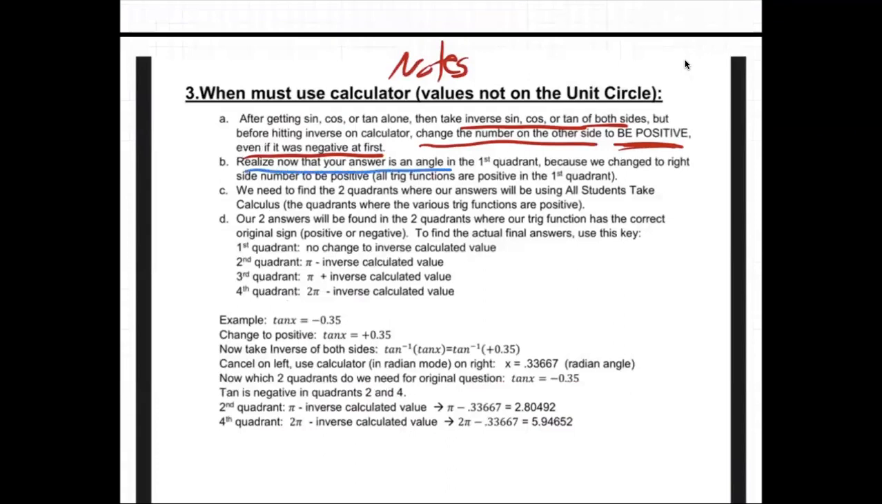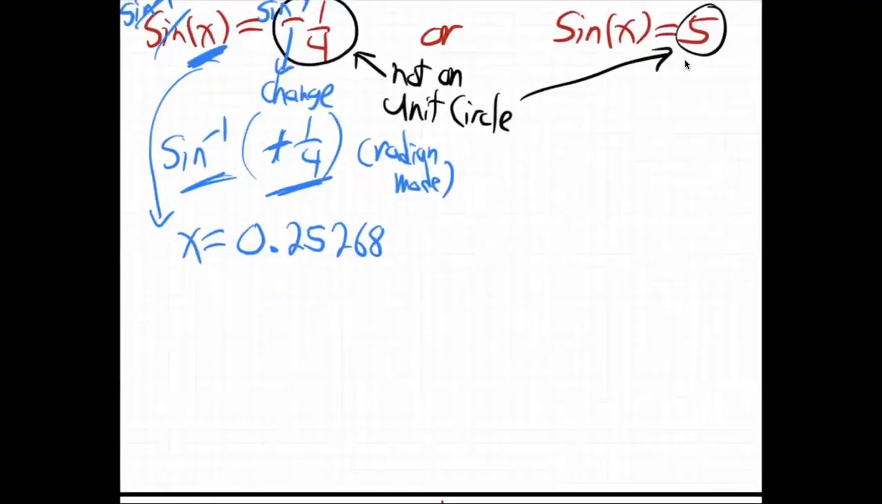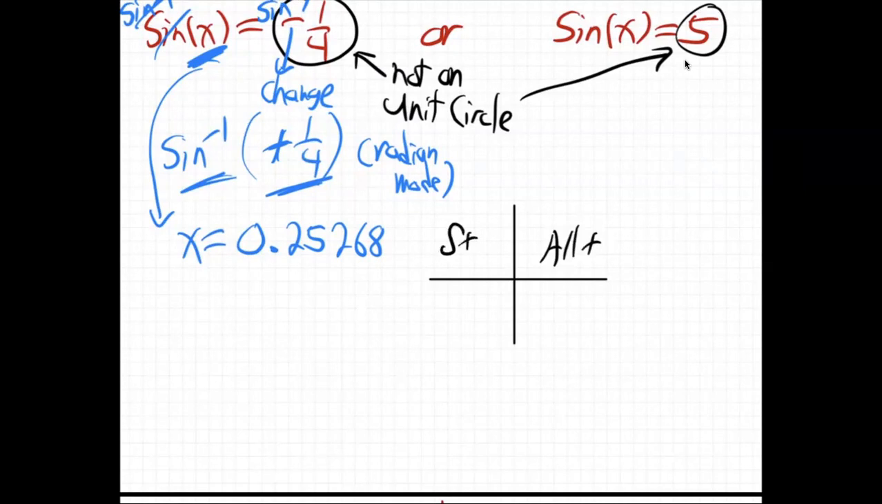Realize now that your answer is an angle in the first quadrant because we changed the right side number to be positive. So that's not our real answer. We made it positive because remember the all students take calculus, all the functions are positive in the first quadrant. So this is a first quadrant answer. So part C, we need to find the two quadrants where our answer will be using all students take calculus. So we go back and go, oh, yeah. So I'm going to do that. Remember this whole thing. All are positive here. Students take calculus.